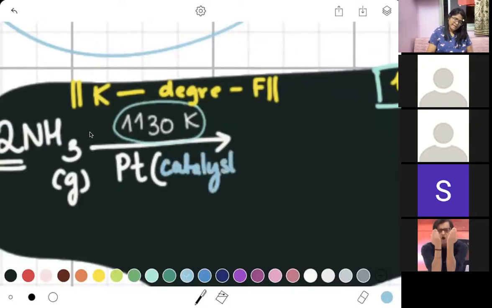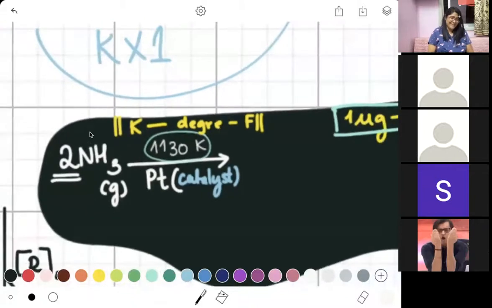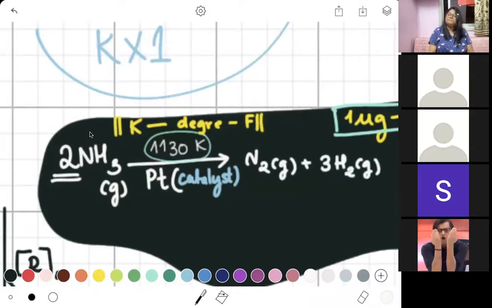Is your platinum taking part in the reaction? No. Is your platinum getting decomposed in the reaction? No. Are you able to use the platinum for the next reaction? Yes. By that logic, platinum is your catalyst. Now, if I do this reaction, what I get is N2 in gaseous form and 3 moles of hydrogen. This is a decomposition reaction.